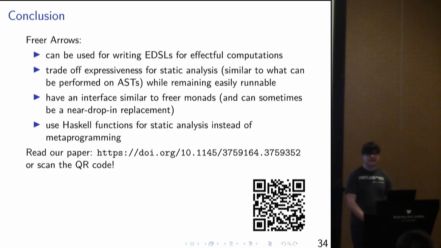So I have two questions. One is more concrete and one more open-ended. So the concrete one is, do you have any examples of Haskell programs that cannot be rewritten in the arrow style?